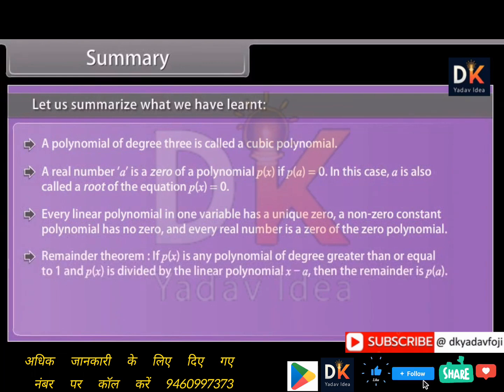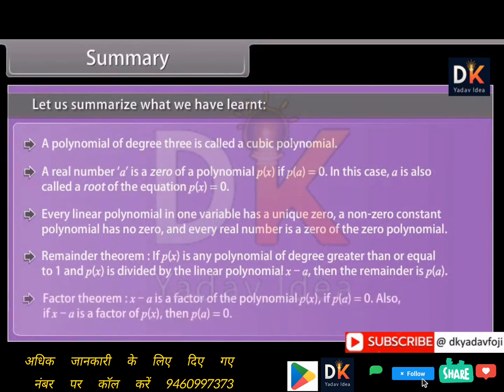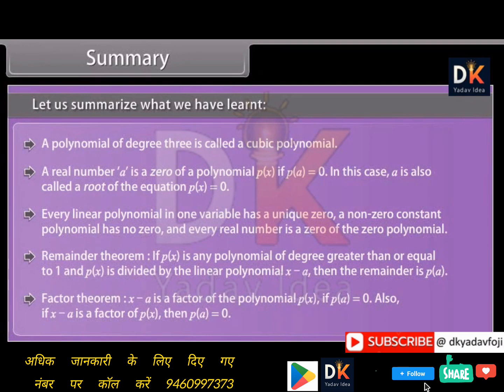Remainder theorem. If p(x) is any polynomial of degree greater than or equal to 1, and p(x) is divided by the linear polynomial x - a, then the remainder is p(a). Factor theorem. x - a is a factor of the polynomial p(x) if p(a) = 0. Also, if x - a is a factor of p(x), then p(a) = 0.